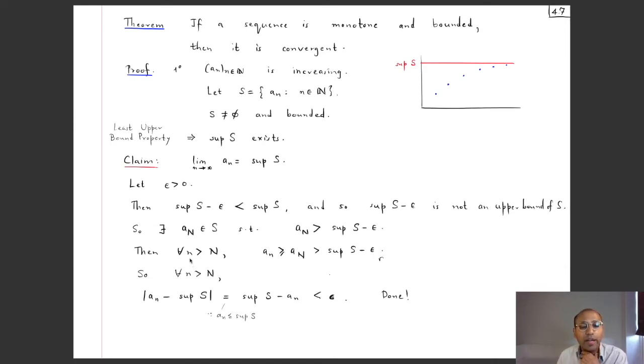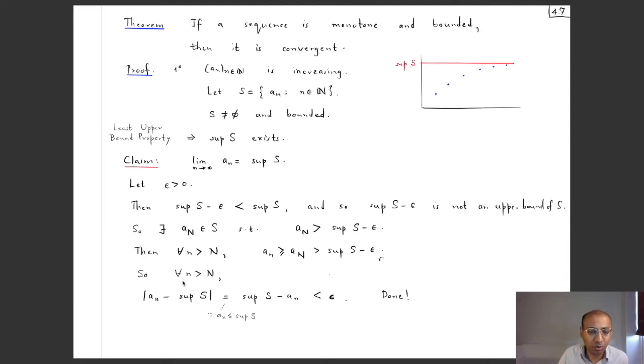So we have that for every little n which is bigger than capital N, since the sequence is increasing, a little n is bigger than or equal to a capital N, which we know is strictly bigger than supremum of S minus epsilon. And now we are almost done, because from here you get the fact that supremum of S minus an is less than epsilon. In other words, the distance of an to supremum of S is less than epsilon. Okay, and that was the key inequality.